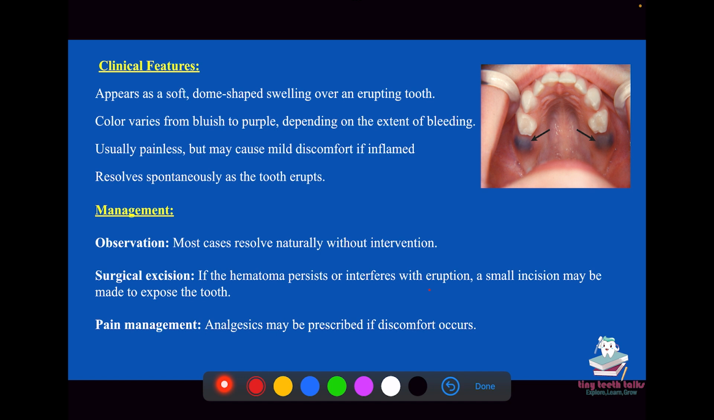Management: observation. Most cases resolve naturally without intervention. If the hematoma persists or interferes with the eruption, a small incision may be made to expose the tooth, which is surgical excision. Pain management: analgesics may be prescribed if discomfort occurs.